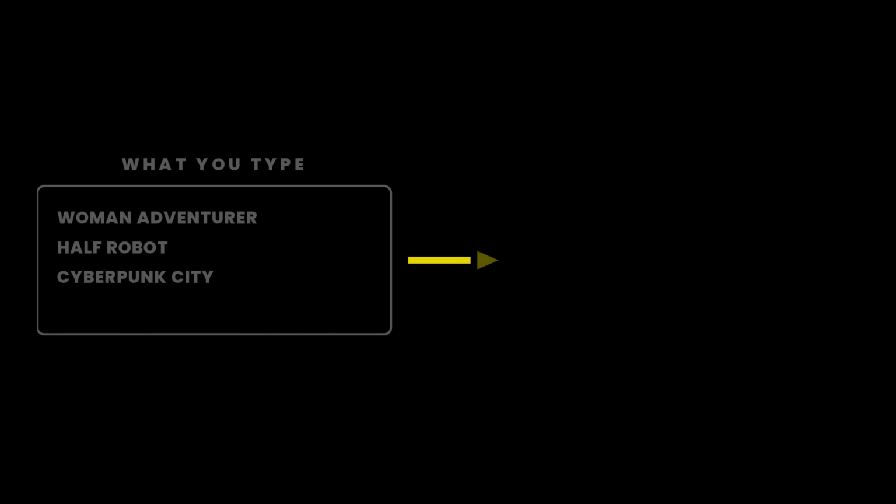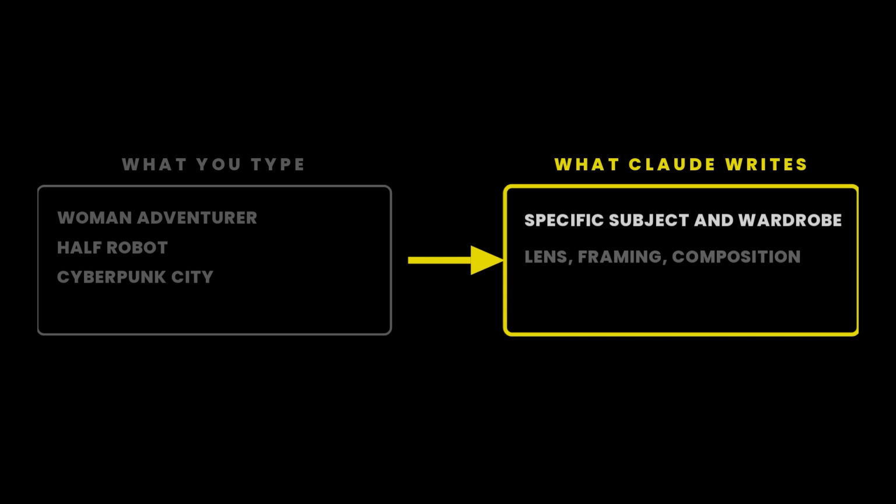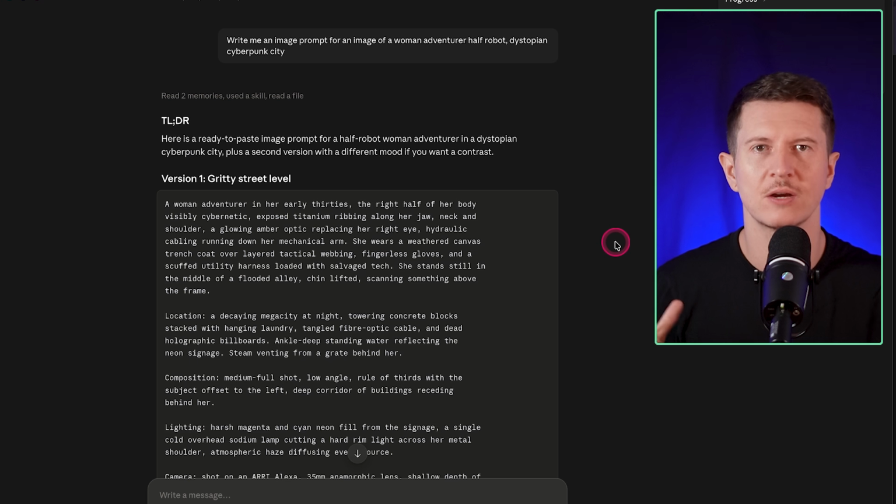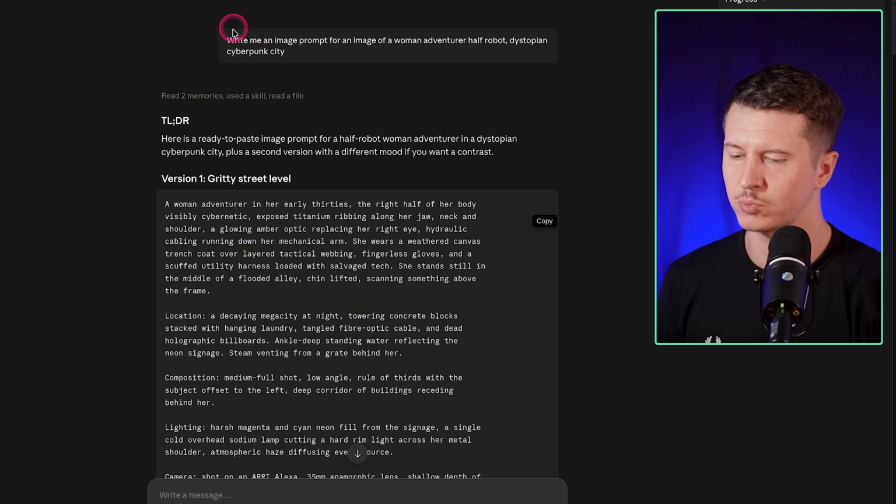And the reason for this is because Claude can write much more articulate and specific prompts for us that get much better results. And best of all, it speeds up our workflow because we can put in a pretty rudimentary idea, simple language like this. Write me an image prompt for an image of a woman, adventurer, half-robot, dystopian cyberpunk city.